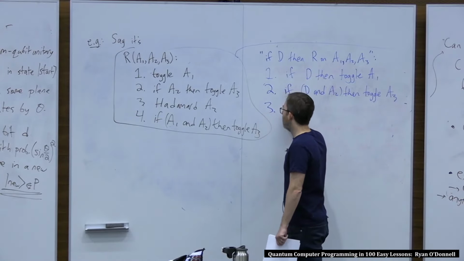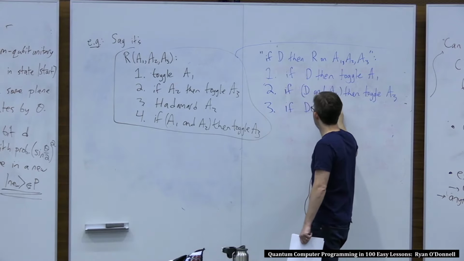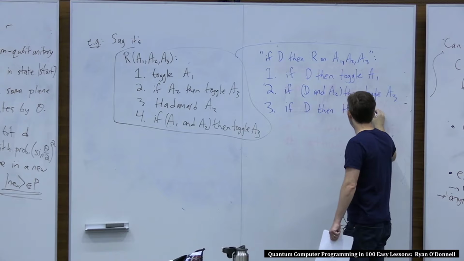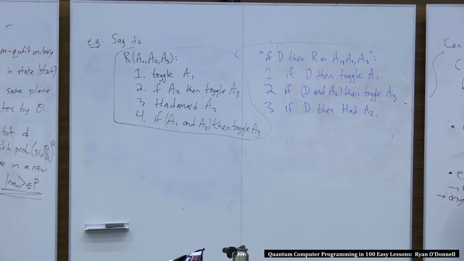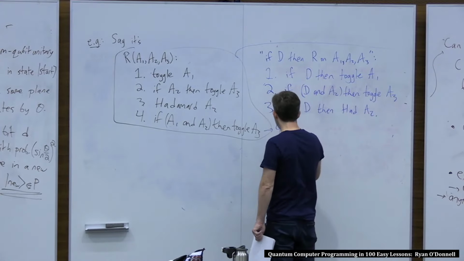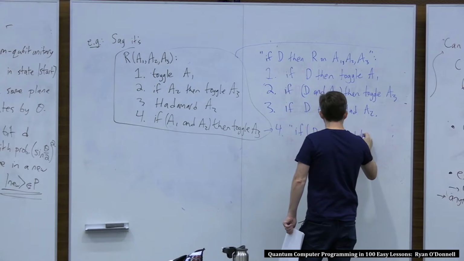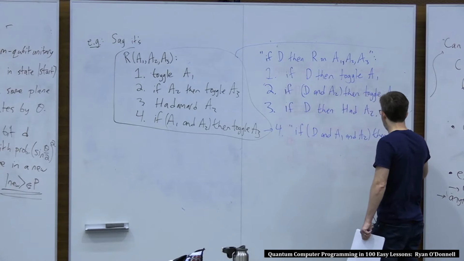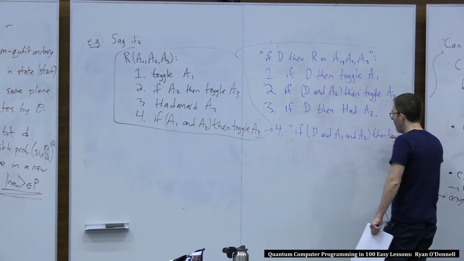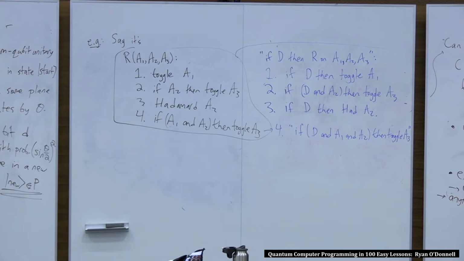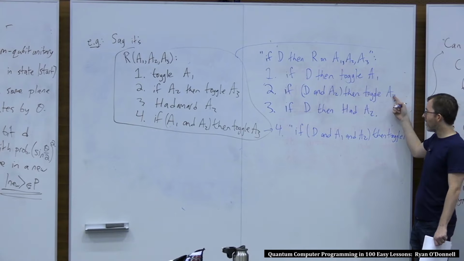And then this one, we want to do if D, then Hadamard A2. Now this is a 2-qubit instruction, and with tremendous foresight in lecture 3, I gave this as an example instruction. I was like, you can do this one. So great, this is also an allowed instruction. And now this one is a bit of a pickle because you kind of want to do if D and A1 and A2, then toggle A3. But this was not one of our allowed instructions back in the olden days. We allowed this kind of thing, but not this one.